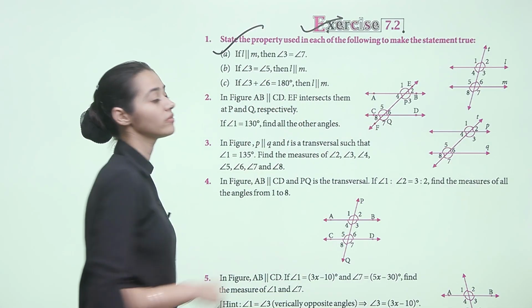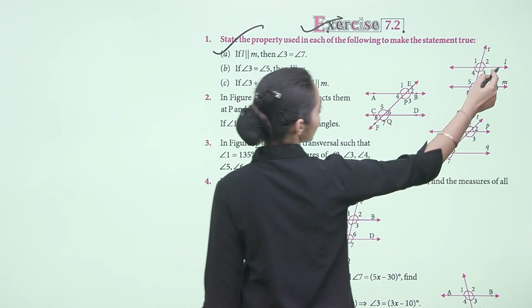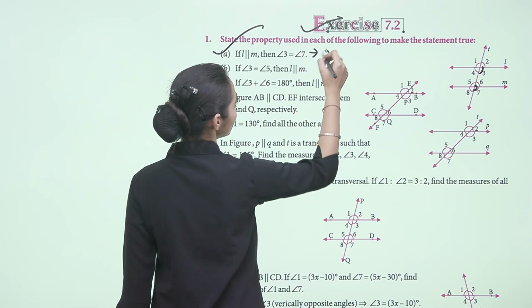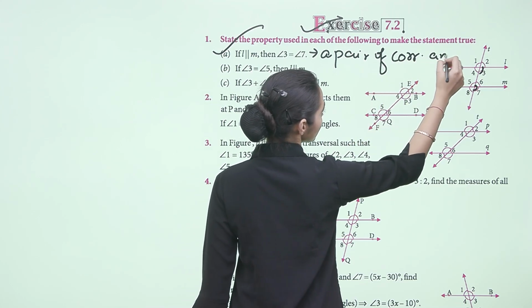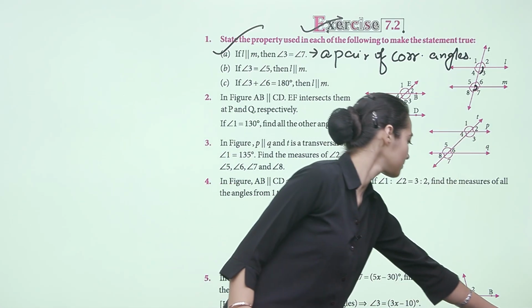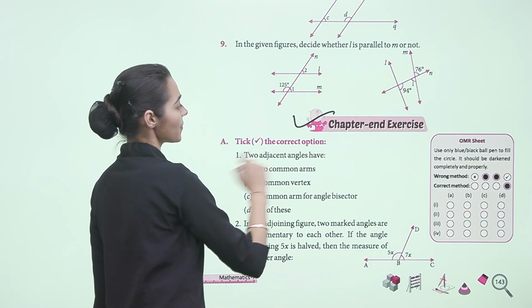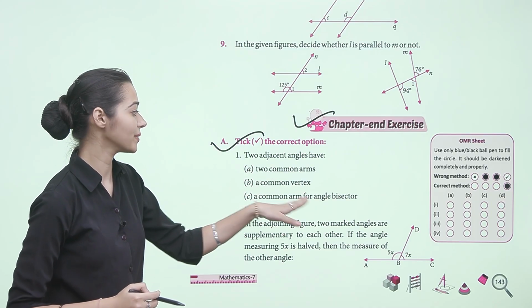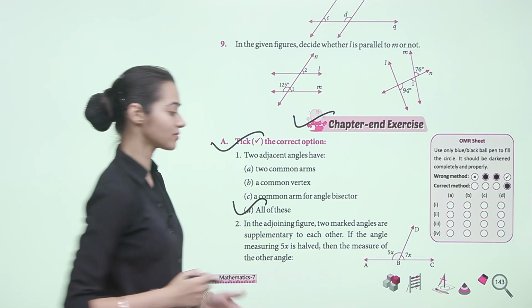Exercise 7.2, in the first one, here we have to state the property used in each of the following to make the statement true. If it is given that L is parallel to M and angle 3 is equal to angle 7, then it is our what? It is our a pair of corresponding angles are equal. That's how you can solve the remaining ones. Next is chapter end exercise. Here we have to choose the correct option. Two adjacent angles have a common arm, a common vertex, and a common arm for angle bisector. Or all of these. Yes, it's true. That's how you can solve the remaining ones.